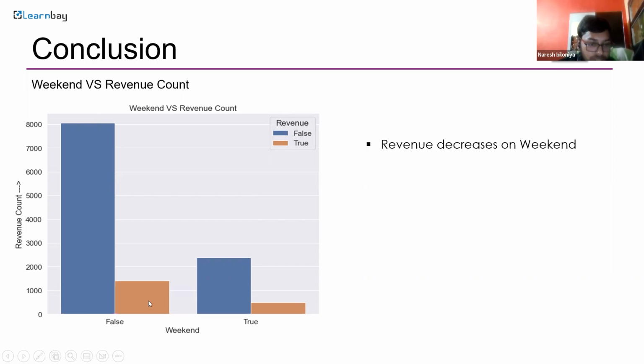But here we can see one thing also. Total 9,500 users visited the website, and only 1,500 generated the revenue when it was not weekend. So it's around 12-13%. And here if we see around 3,500 users visited the website, and around 500 generated the revenue. So it's around 19%.